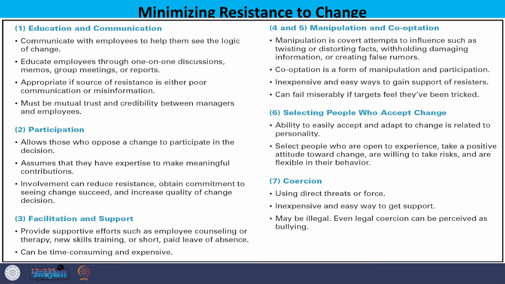So, there should be a continuous exchange of information so that there is more openness and people discuss at length about why there is a need for change. Appropriate if the source of resistance is either poor communication or misinformation, and there must be mutual trust and credibility between managers and employees.